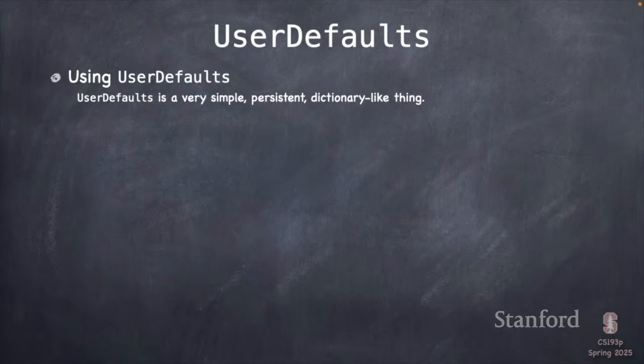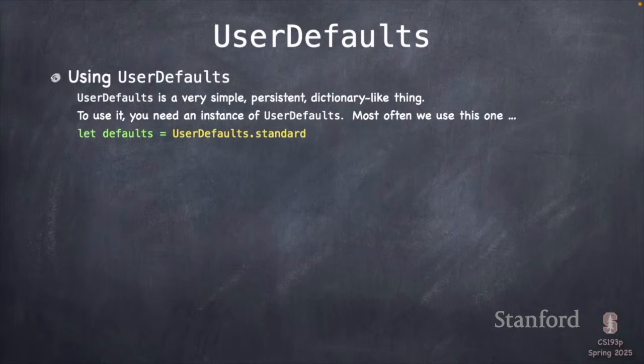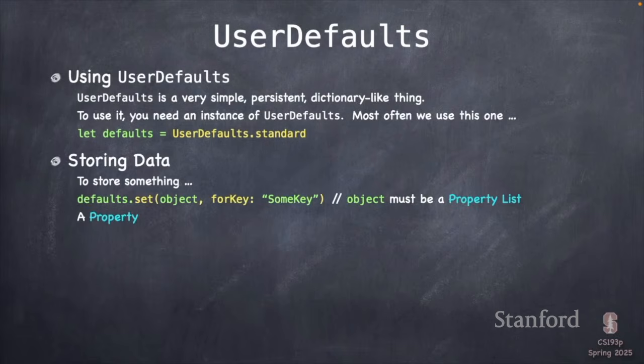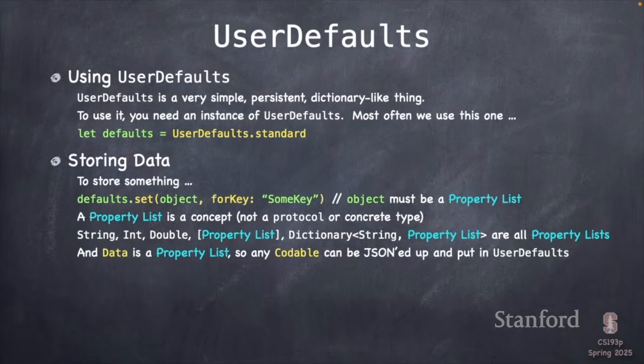Last thing here, real quick, user defaults is this simple persistent dictionary. You get it by saying user defaults.standard. It gives you an instance of user defaults that you can use. You store data with this one function, .set. Set takes two arguments. The first one is the thing you're trying to store. The second thing is the key to store it in.